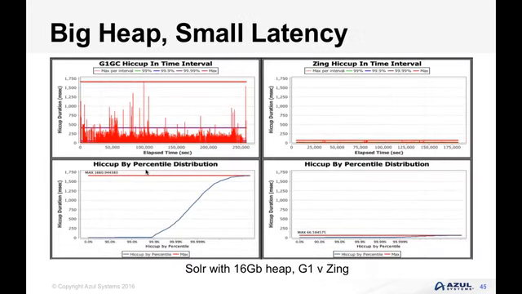Same thing for a Solr benchmark. This is running on a 16 gigabyte heap, looking at G1 versus Zing. Again, G1, even with the ideas of improving performance, still has some very significant pauses here, like 250 milliseconds fairly average, all the way up to 1.5 seconds. Zing, flatline. It's well below 100 milliseconds by the looks of things there.